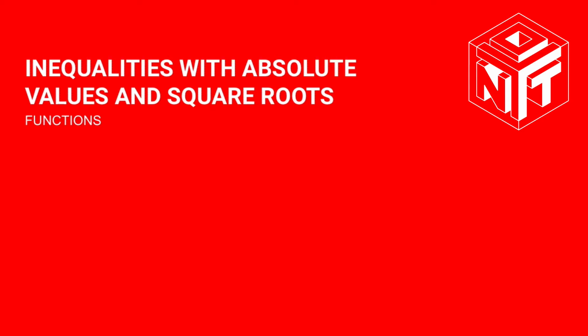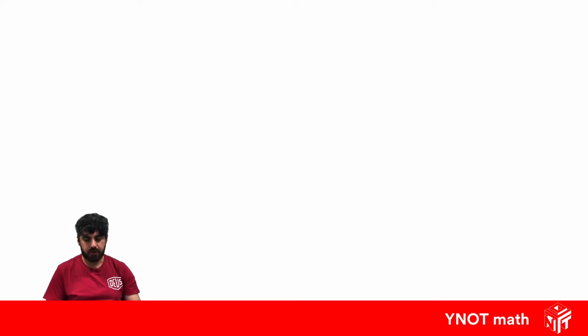Inequalities with absolute values and square roots. So looking at more inequalities here, first we're going to look at ones with absolute values. So let's jump straight into an example. The absolute value of x minus 1 is less than 4.